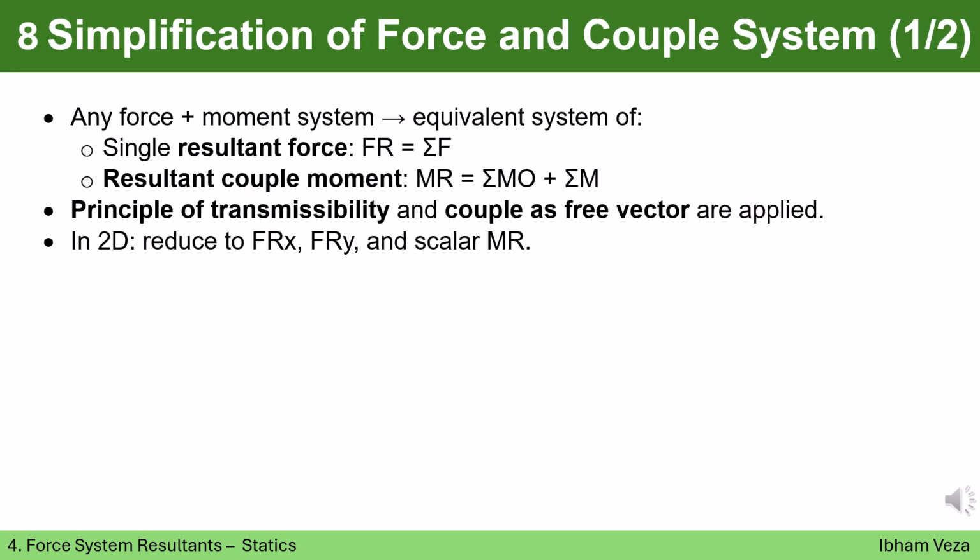Simplification of force and couple system. A complex force and moment system can be simplified into an equivalent resultant force and a resultant couple moment. The resultant force is obtained by summing all forces, while the resultant moment is obtained by summing all moments. This simplification makes engineering analysis more manageable.